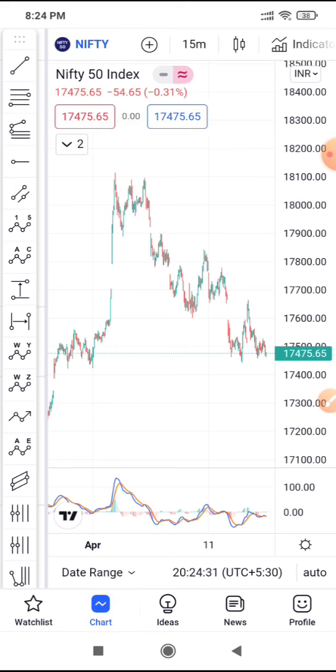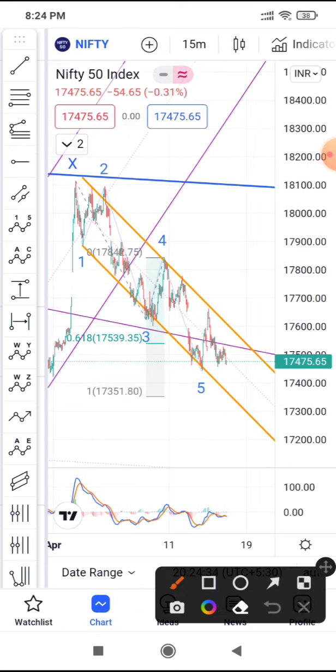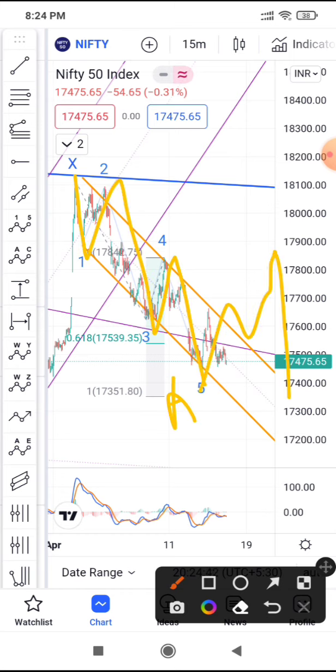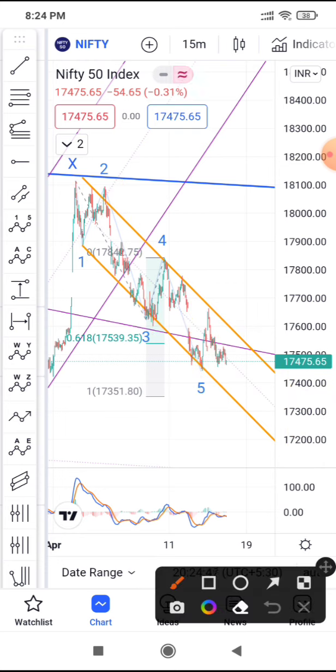I'm not considering this to be a perfect zigzag. So zigzags will have 5 moves. Okay, 1 2 3 4 5. So this will be called A. It will bounce back, it will drop like this as a C wave. So this will be called a zigzag correction. In a zigzag correction, A will have 5 waves. So 1 2 3 4 5. So 5 looks to be completed here.